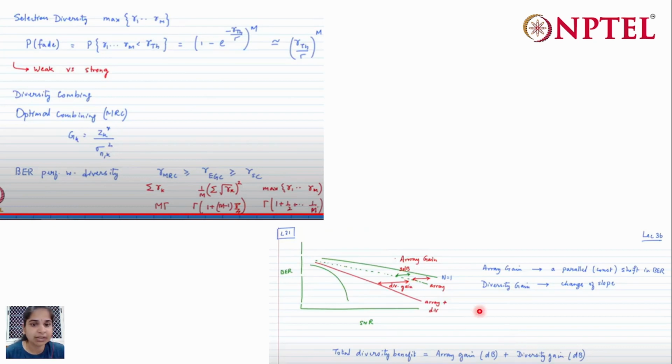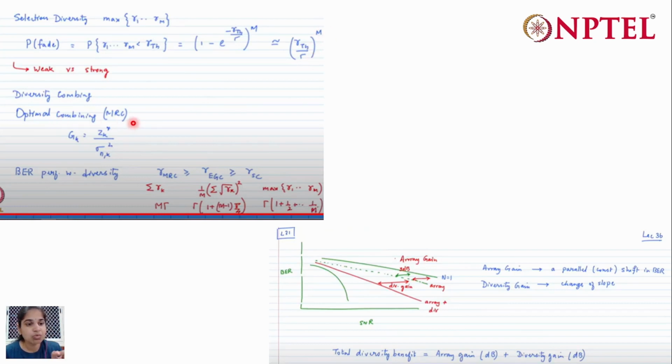And the early lecture on diversity. Basically, diversity modifies the fading characteristics, such as to get closer to AWGN. And we saw about selection diversity, co-phasing diversity, then optimal combining. Selection diversity, we chose the best, the maximum of gamma 1 to gamma M. And the probability of fade was the probability when all of them didn't cross the threshold. So it is (1 minus e power minus gamma threshold divided by gamma) the whole power M. Approximately, it was (gamma threshold by gamma) the whole power M.